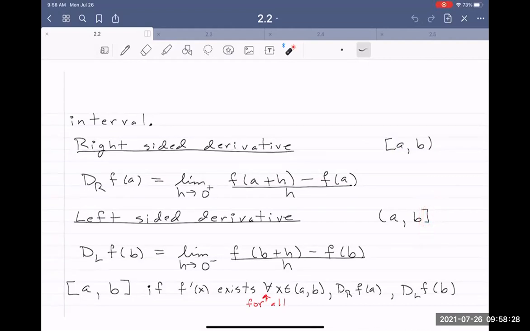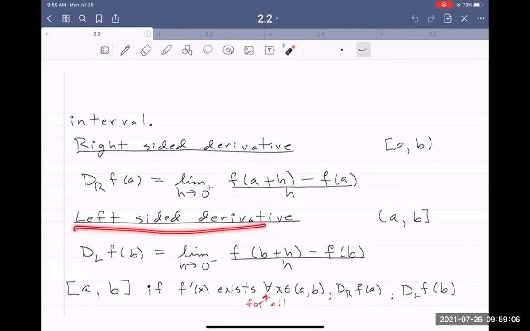Just like what we had to do with continuity, where we had to talk about right and left-sided limits, I'm going to have to talk about a right-sided derivative. Same concept as before. It's just that it involves a right-sided limit. So the right-sided derivative of f at a is the right-sided limit as h approaches 0 of f of a plus h minus f of a, all divided by h.